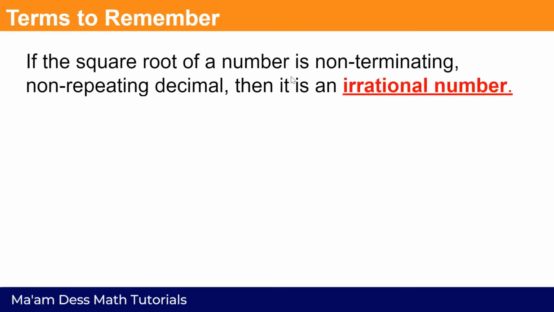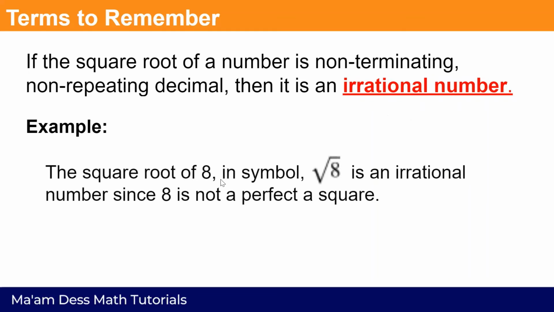If the square root of a number is non-terminating, non-repeating decimal, then it is an irrational. So, kapag ang square root po ng isang number ay hindi eksakto, so, ito po ay irrational. Yan, example. The square root of 8 in symbol, we have square root of 8 like this is an irrational number since 8 is not a perfect square. So, lahat po ng mga number na hindi perfect square, we can say that those numbers are irrational number.